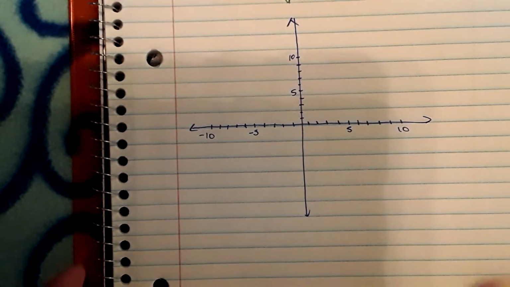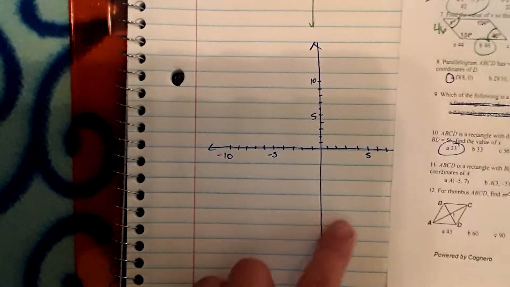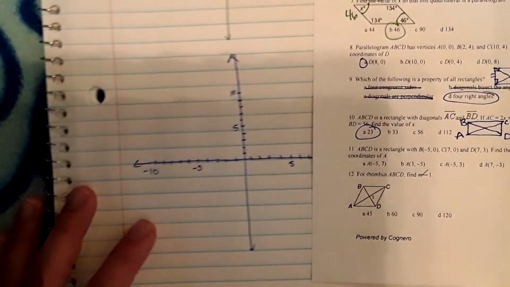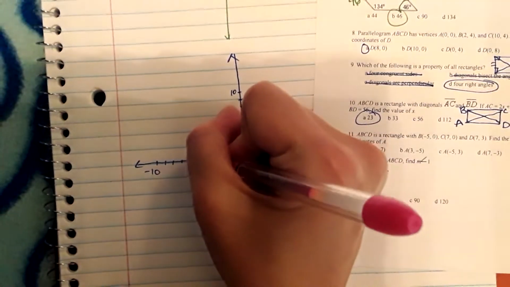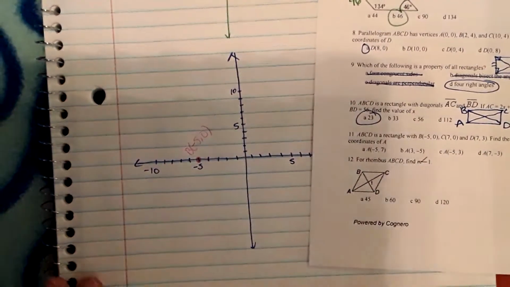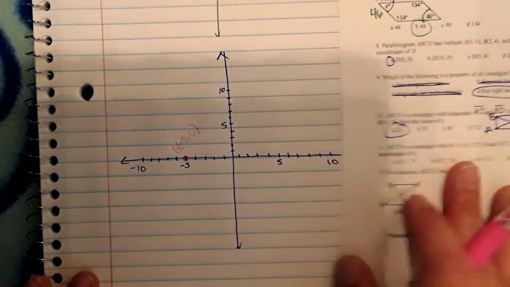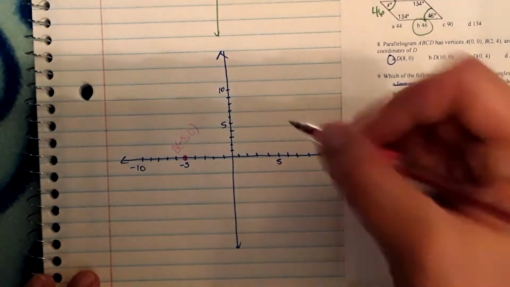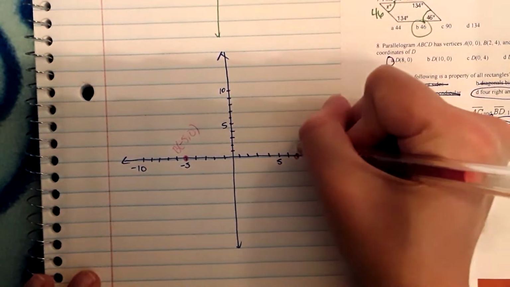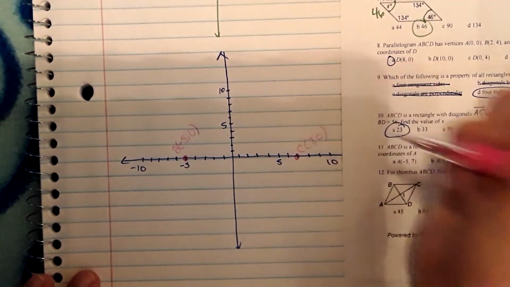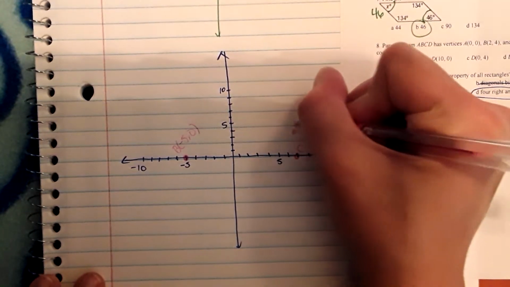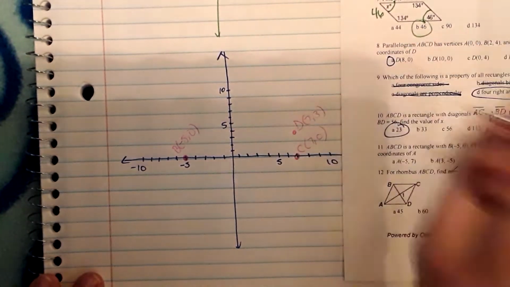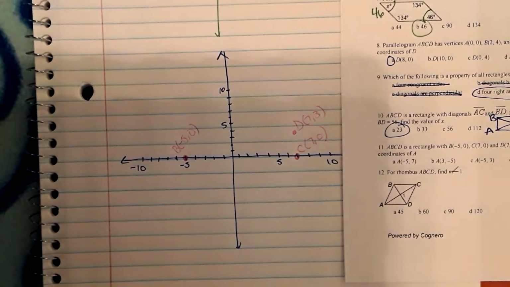Okay, so here's my coordinate plane. What are the coordinates here? It says B is at -5, 0. It says that C is at 7, 0. D is at 7, 3. And it wants to know the coordinates of A.